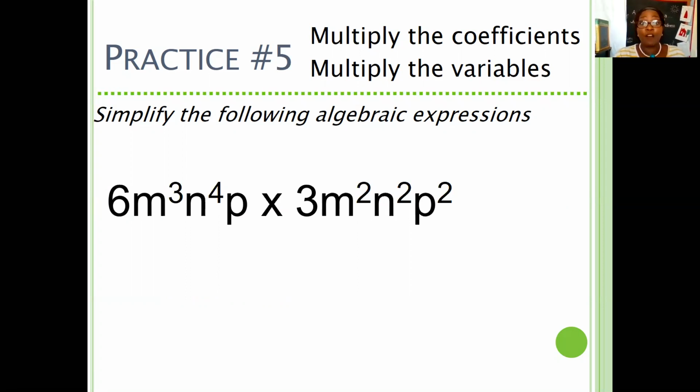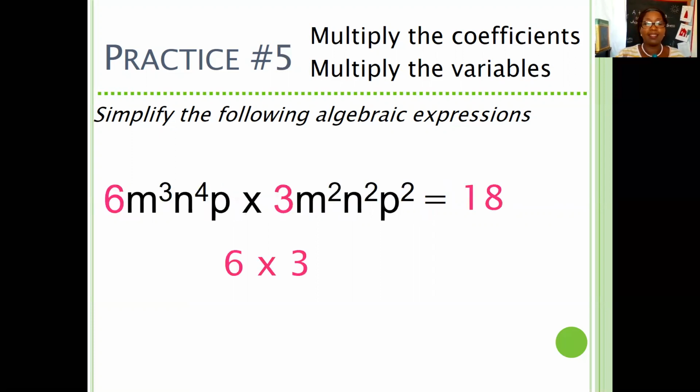Practice question number 5. This is our last practice question like this. Simplifying algebraic expressions using multiplication. I'm excited for you. So, step 1. Giving you a chance to write the question down and to do step 1. What do you think is the first thing we're supposed to do? What do you think is going to be the first thing that I write down?